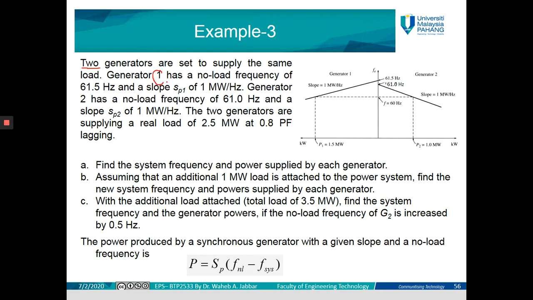Generator 1 has a no load frequency of 61.5, so this is the frequency in the case of no load. No load means the generator is not yet engaged with the grid, it does not supply the load yet. Okay, and the slope of SP1. You know the slope is the slope of this line, for example. When we talk about the slope, that means how the value of the output frequency here will change with the power. The slope of the generator here represents the relation between the frequency on the y-axis and the real power, which is P, on the x-axis.